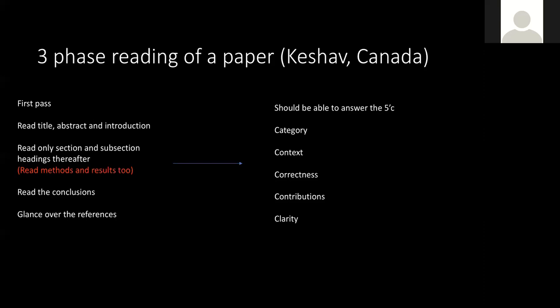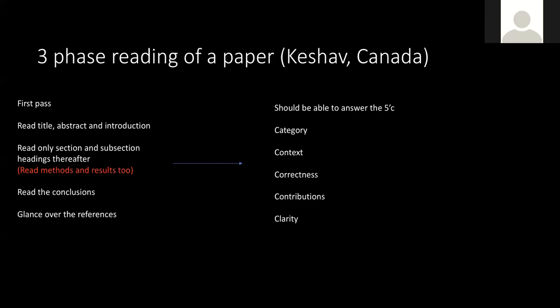So the first pass is when you read the title, abstract, and introduction. He has mentioned you read only the section and subsection headings afterwards, but I would suggest that you read the methods and results, you read the conclusions, and you glance over the references. So this is a very short process. It takes you about 15 minutes to do a first pass reading.